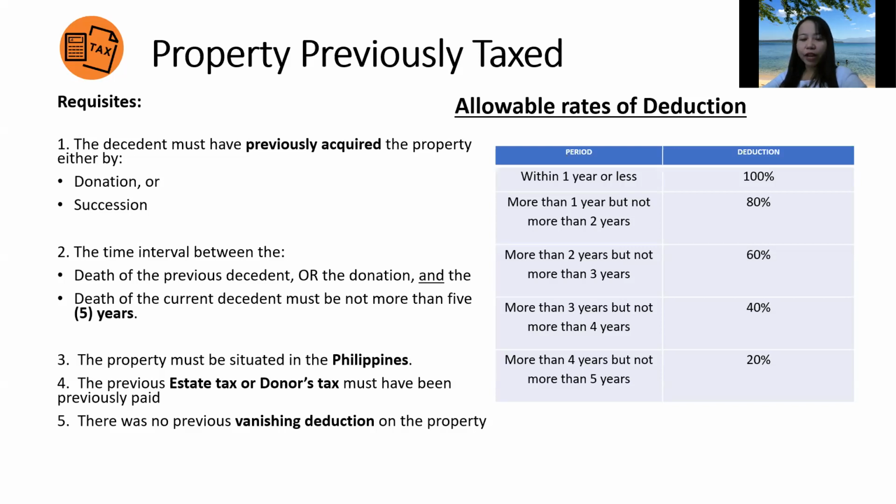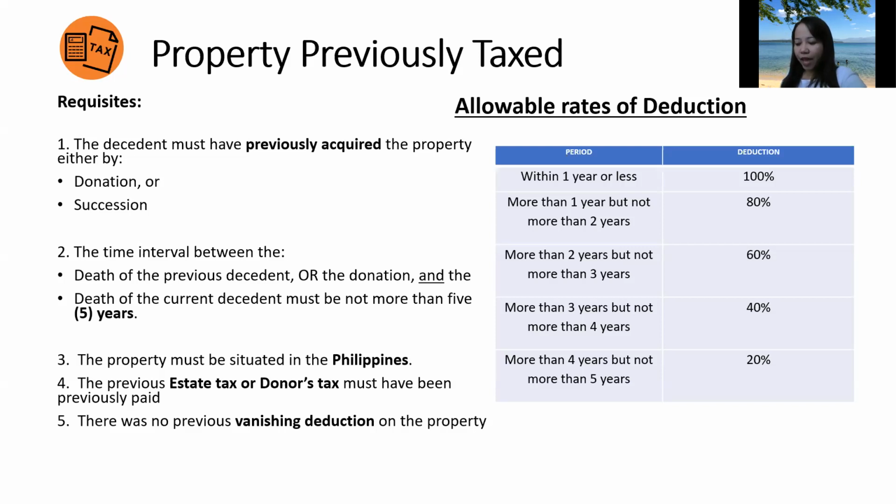So what are the requisites of this property previously taxed? This is also commonly called vanishing deductions. You will know why it's vanishing. The first requisite is that the decedent must have previously acquired the property either by donation or succession. So the property was recently acquired by the decedent. Either it was donated to him or it came through succession.